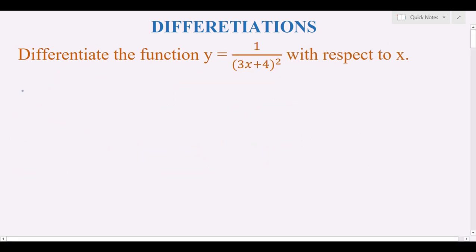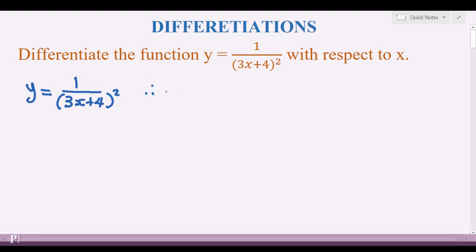So let us do an example. Here we have y is equal to 1 all over (3x plus 4) squared. You know, this can be written as this: y is equal to (3x plus 4) raised to the power minus 2.